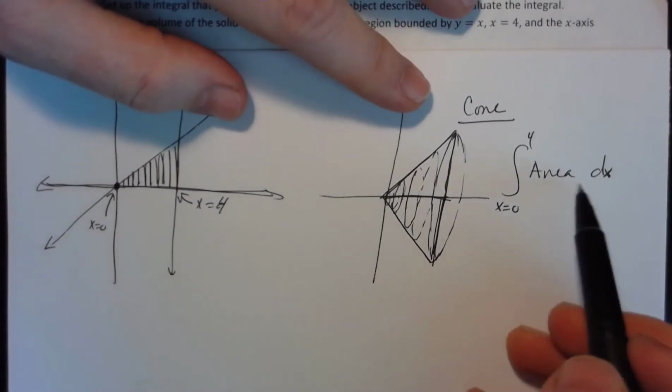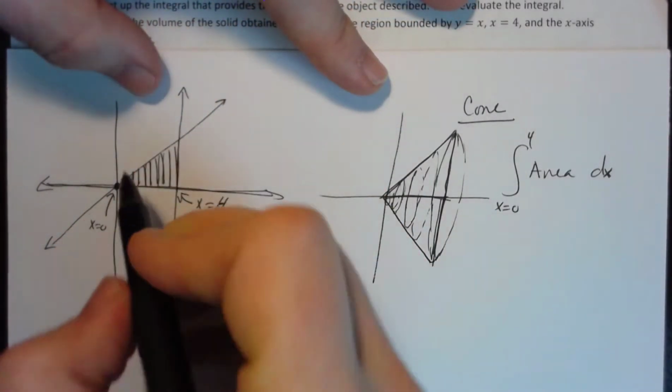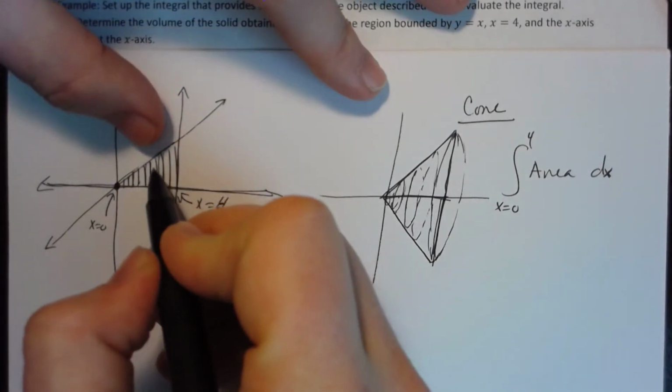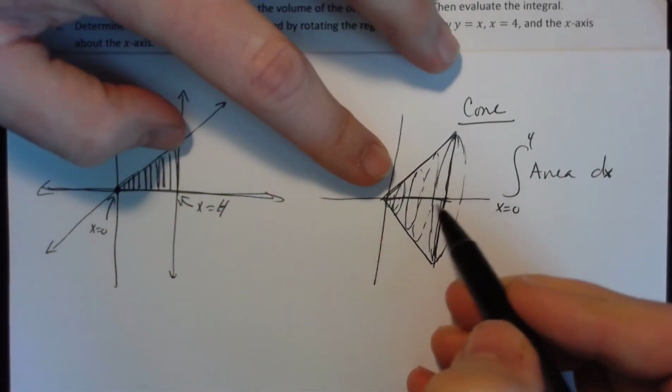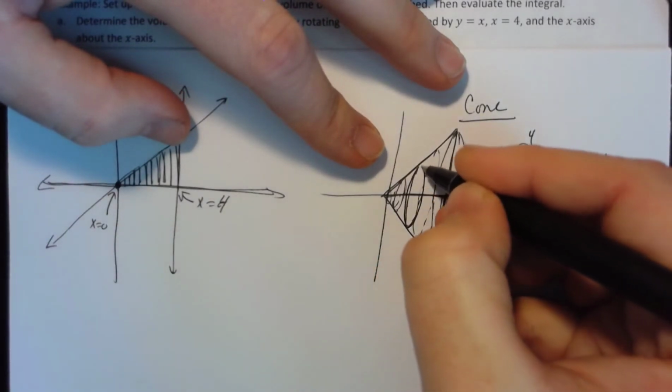Now the question is what is the area of those cross sections? Well, each one I cut here provides me a length, and I don't want the area of this space, I want the volume of this space. So let me take one of these cross sections, and I'm going to darken it in.